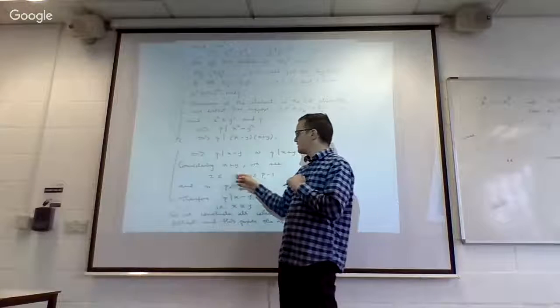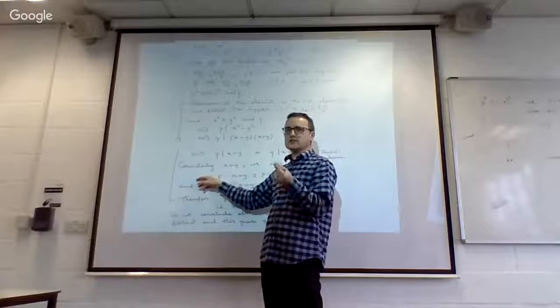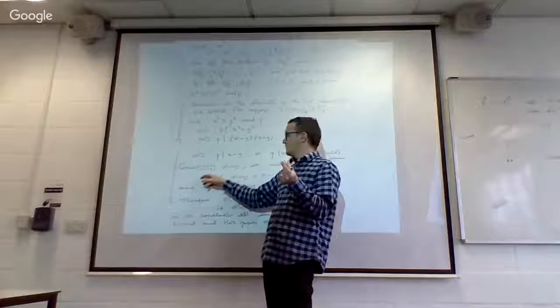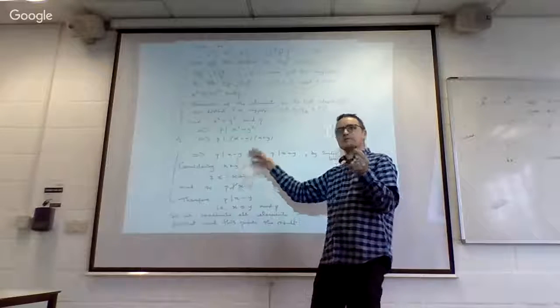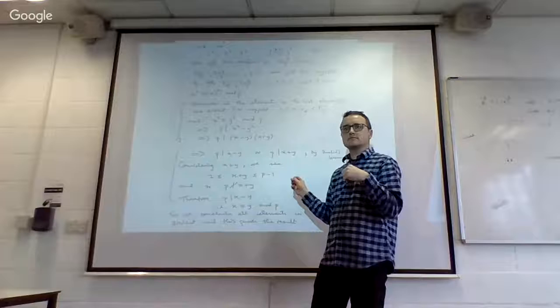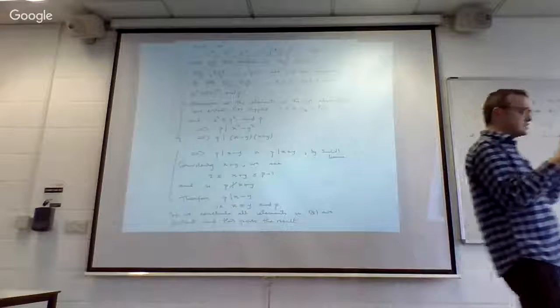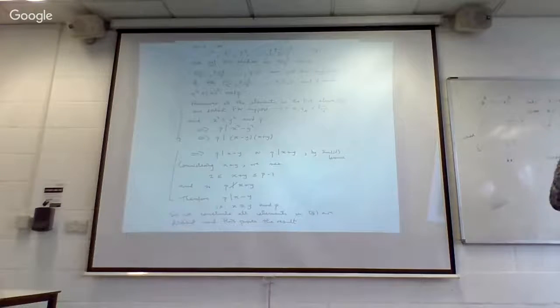All these numbers are bigger than 0. 0 is a multiple of 7, but they're smaller than 7, and there's no multiples of 7 between 0 and 7. So we've trapped x plus y in a range of integers where there are no multiples of p. So x plus y cannot do that. Any other queries on that?